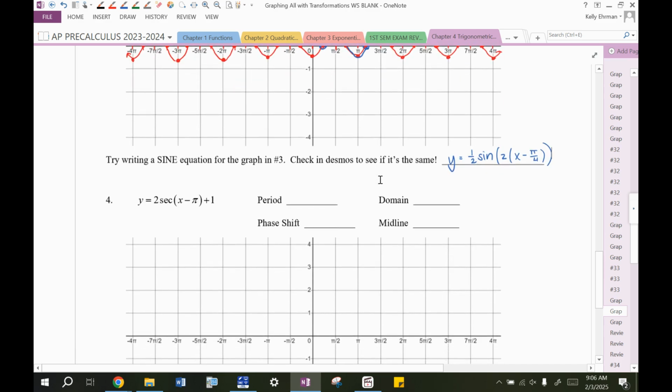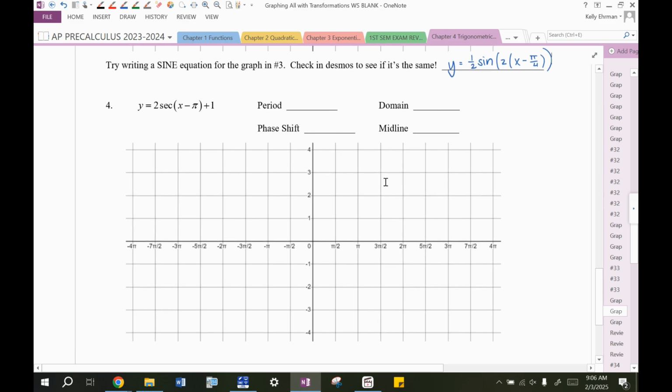All right. Last one, I think. Yeah, last one. So now we have a secant graph. It's a positive 2 secant. So I want to start with a positive cosine graph again. I'm going to start with that.